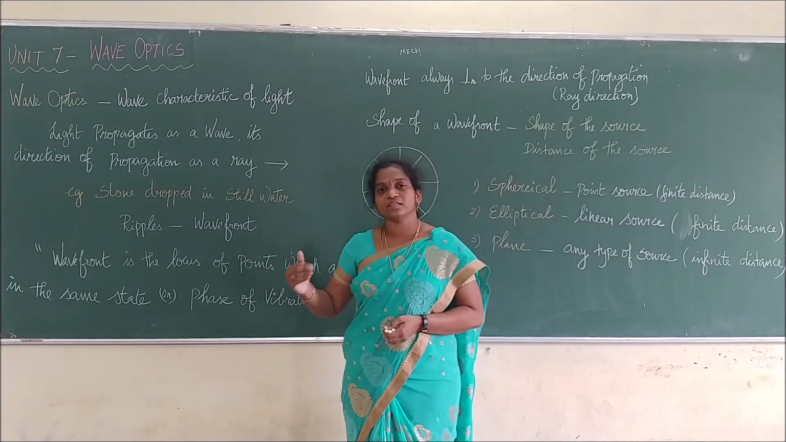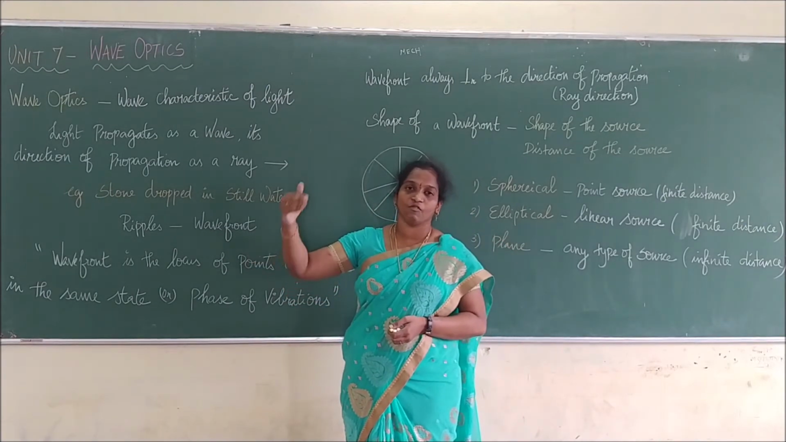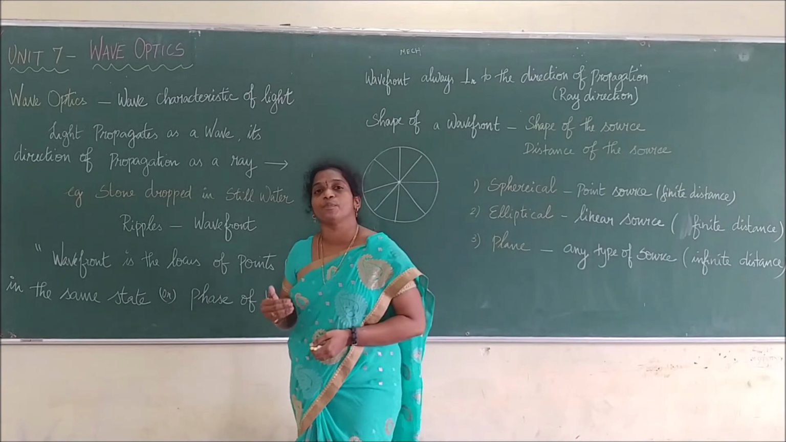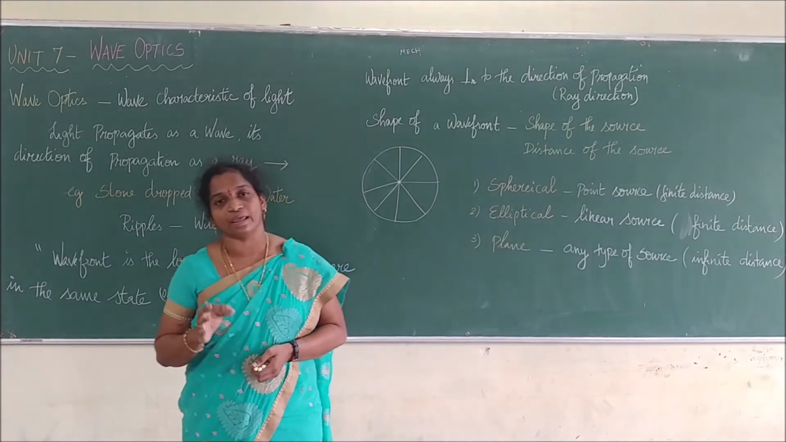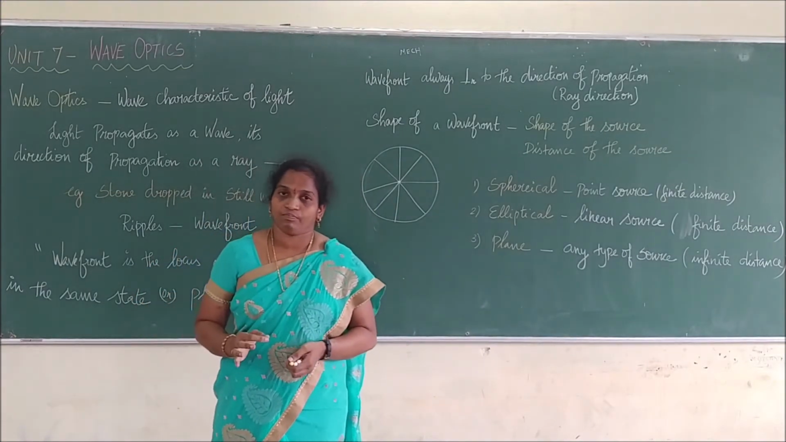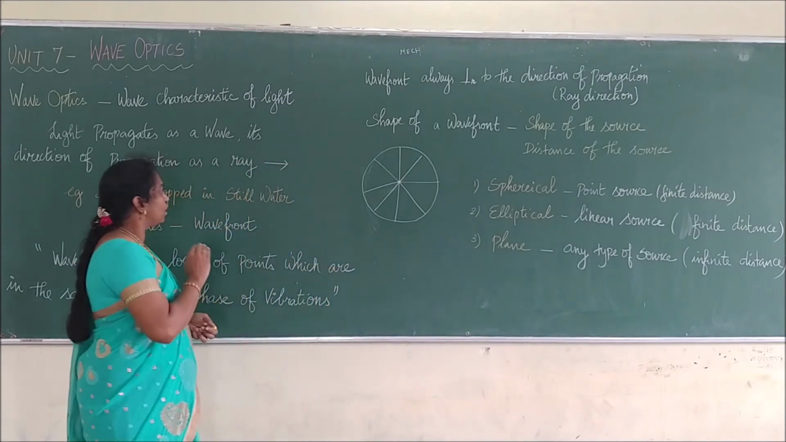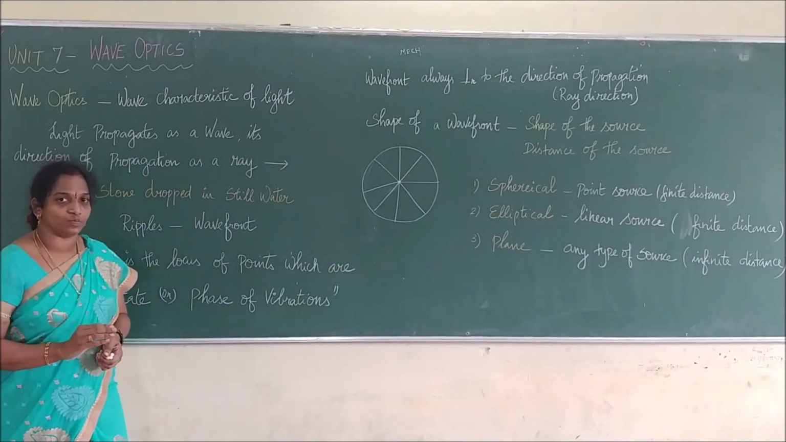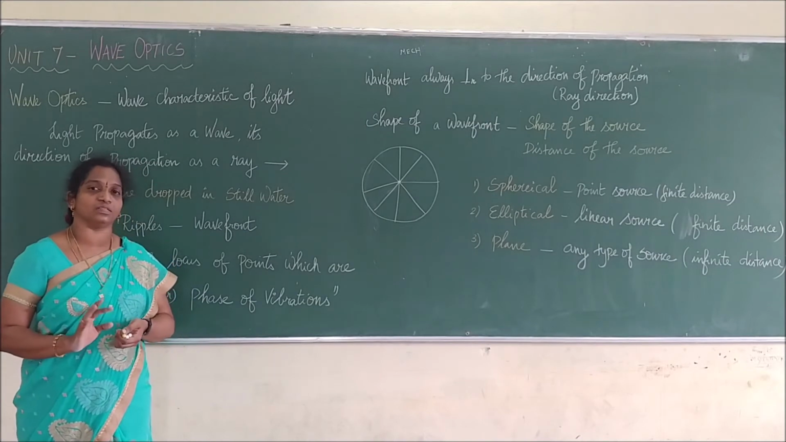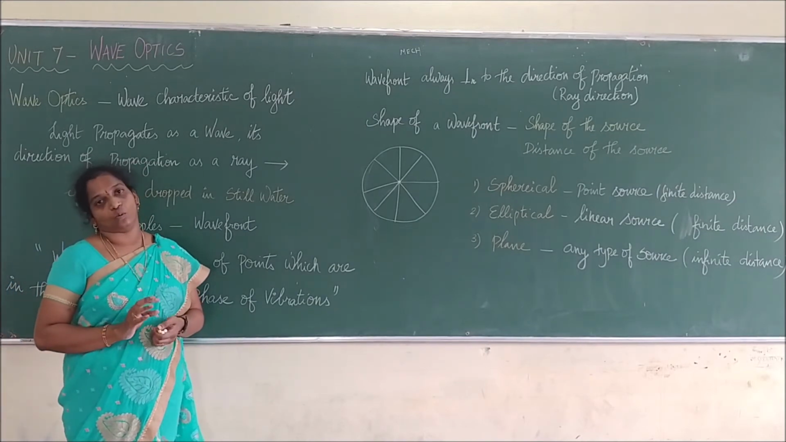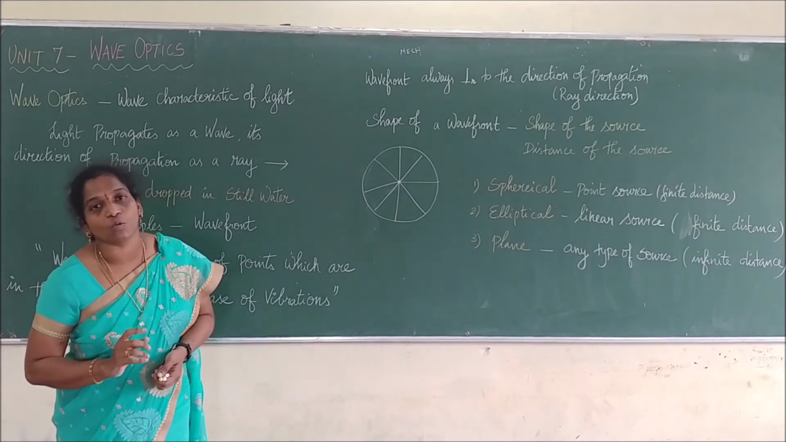Though the propagation of a wave is said to be wave-like in nature, the direction of propagation is simply represented by a thing called what? A ray. The best example of wave optics is dropping a stone in still water. When you drop a stone in still water, what will happen?